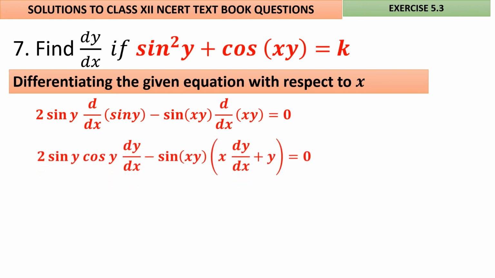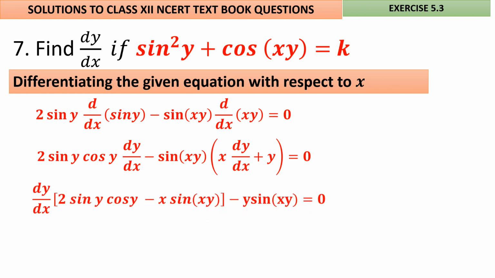We will continue. 2 sin y, differentiation of sin y is cos y into d by dx of y, minus sin of xy into d by dx of xy. I think we are doing it for maybe the third or the fourth time. Use product rule, x into differentiation of y plus y into differentiation of x, that is 1, therefore no need to write. Now let us collect the coefficient of dy by dx. From the first term, it is 2 sin y cos y. From the second term, it is minus x into sin of xy. And the term not containing dy by dx is minus y into sin xy by expanding the bracket.